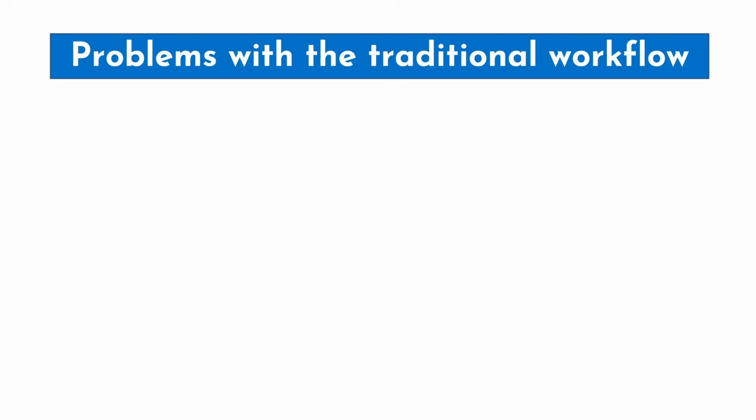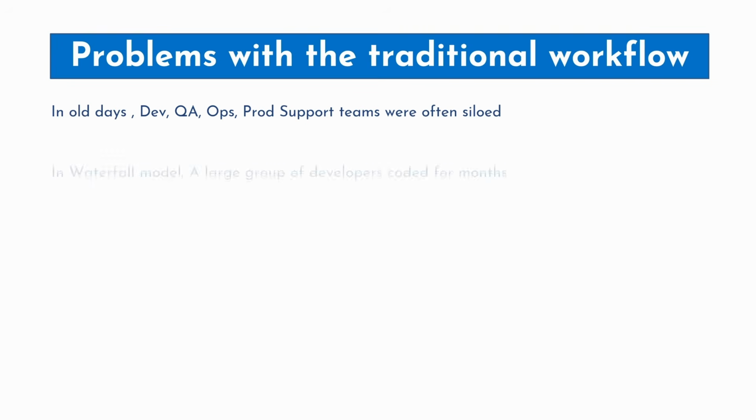Let's have a look at the problems with the traditional software development lifecycle workflow. So in older days, dev, QAs, operations team, prod support, these teams were often siloed and worked independently and had no visibility into what's going on with other teams, even though they were working on the same project.